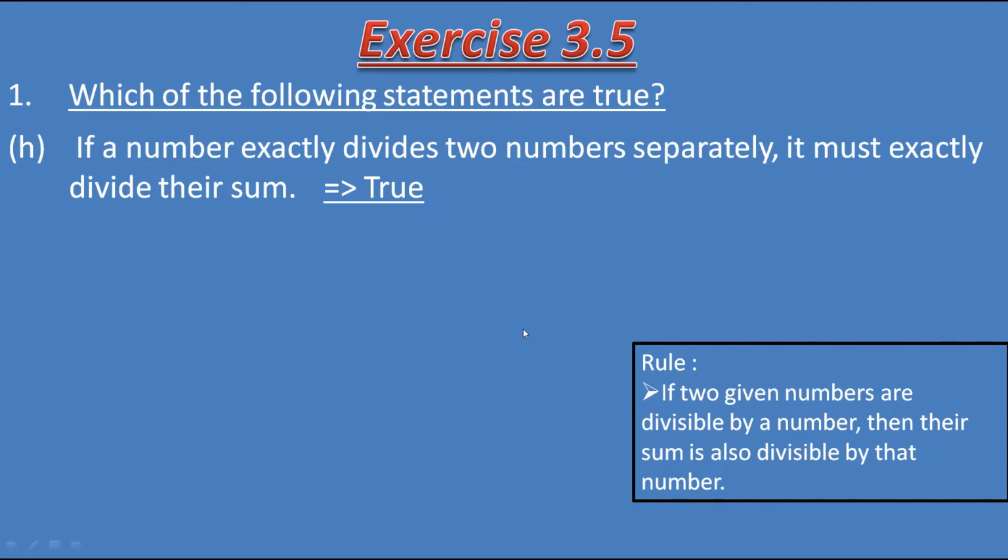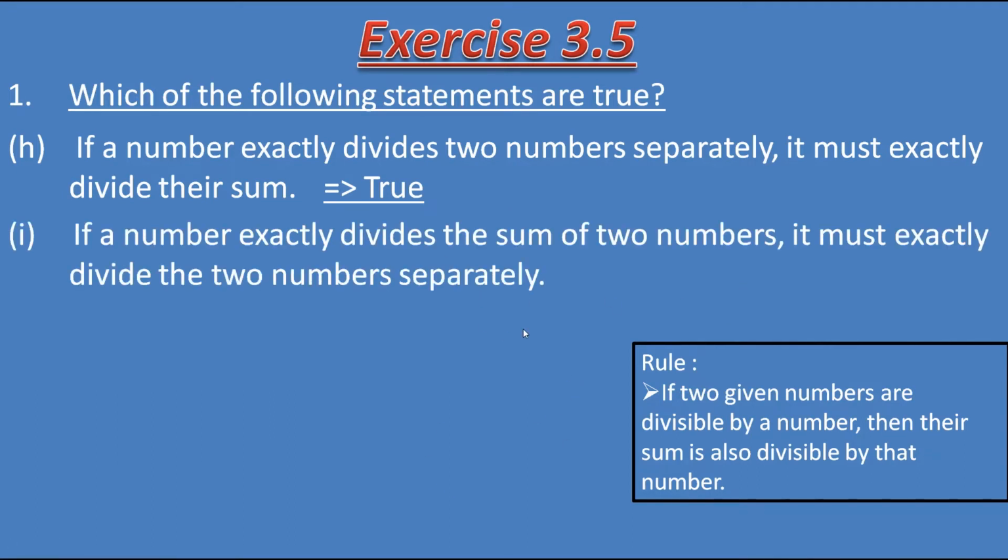Now we have one more statement, that if a number exactly divides the sum of two numbers, it must exactly divide the two numbers separately. Now these two statements are related to each other. In the first statement, they have told us that if the two numbers are separately divided, then the sum also should get divided. But here they are telling that if the sum gets divided, then those two numbers also get divided separately. For this we will take one example.